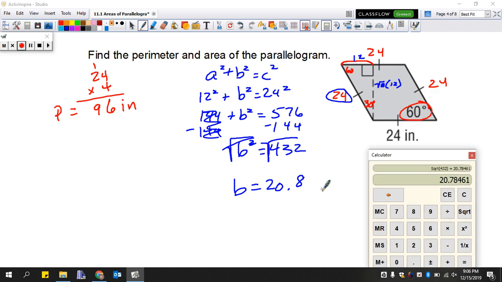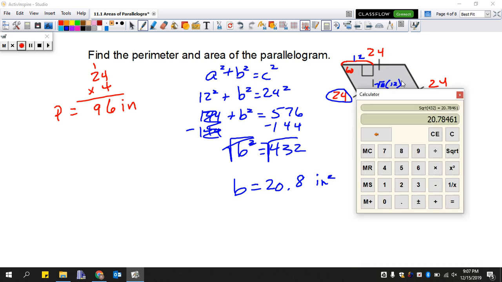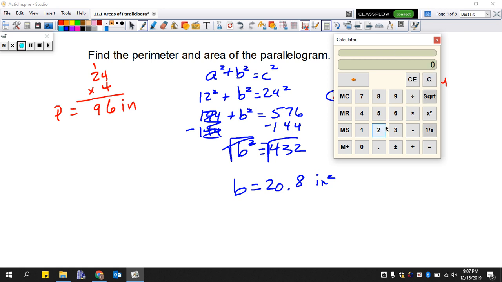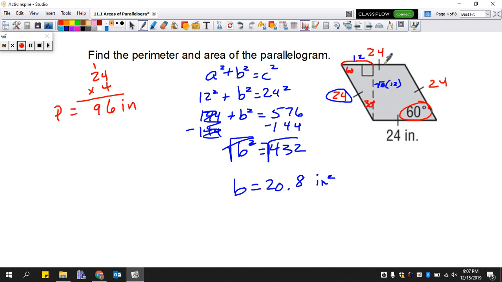square inches. Okay. Now I said something up here about this side being square root of 3 times 12. Well, if we take the square root of 3 times 12, we end up with 20.78 or 20.8, which is exactly the same measure that we had gotten previously. All right, and later on we may learn more about the 30-60-90 triangle.